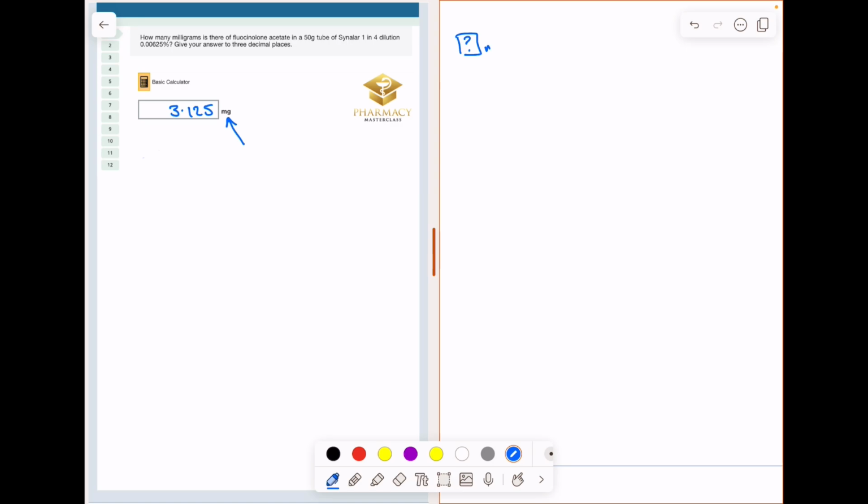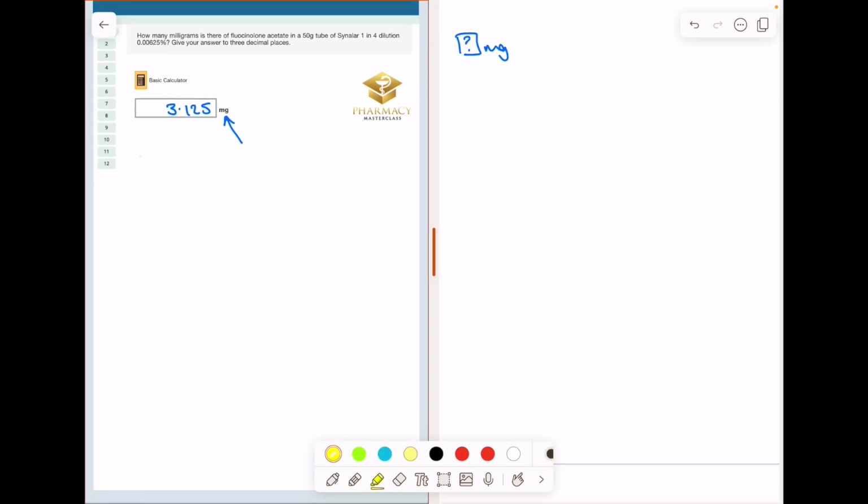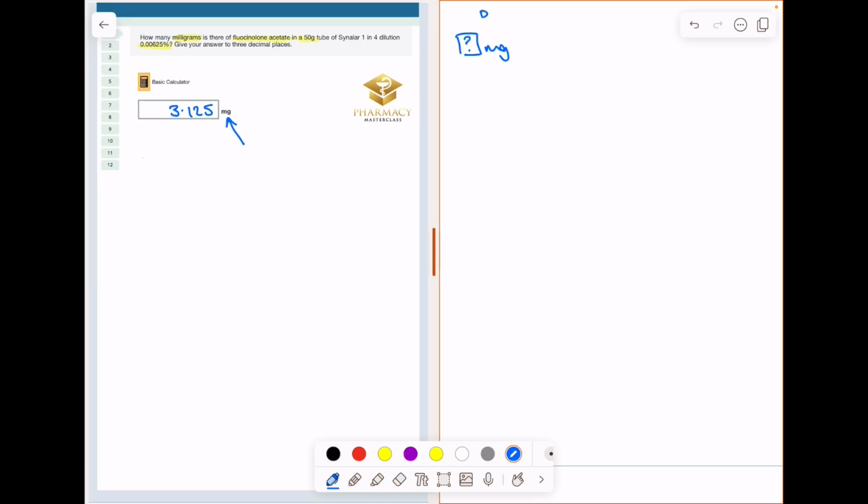If we take the units that they want the answer in and break down what the question's asking us to calculate, it's saying question mark in the unit of milligrams. From the question I would extract what it actually wants. It's saying how many milligrams of our drug is there in a 50-gram tube of this ointment of this strength. So if I write that out, it would be question mark milligrams of drug D in 50 grams of our product.